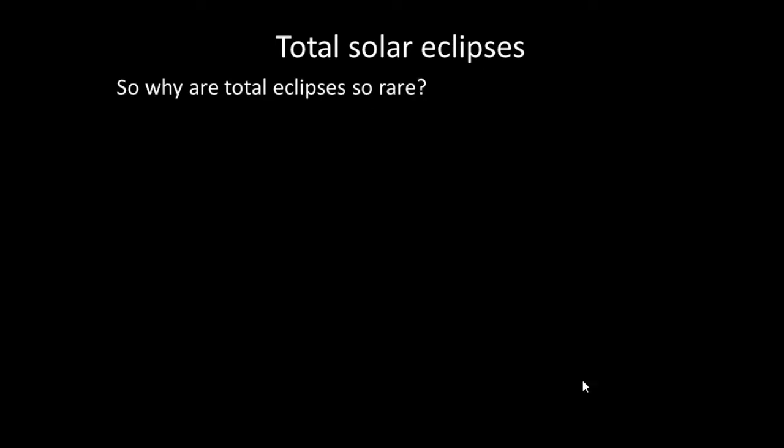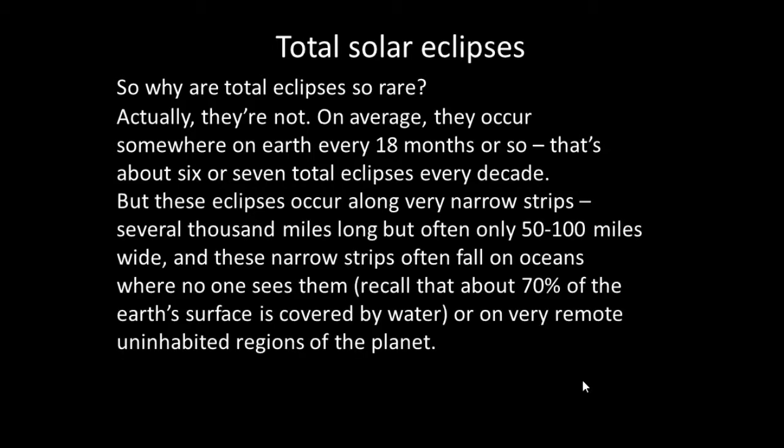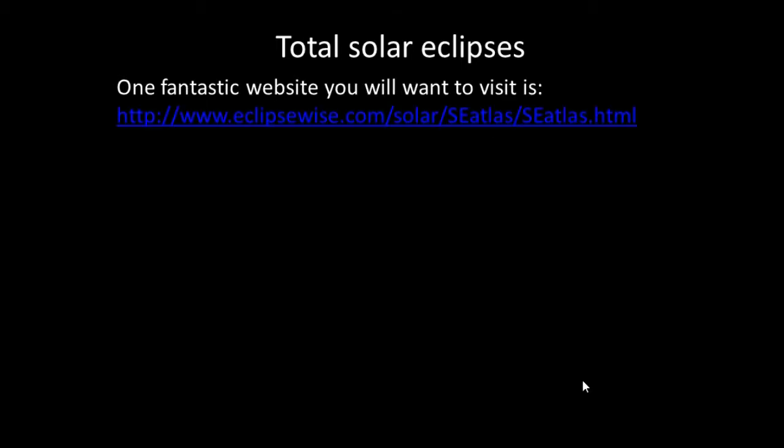So why are total eclipses so rare? Actually, they're not. On average, they occur somewhere on Earth every 18 months or so. That's about 6 or 7 total eclipses every decade. But these eclipses occur along very narrow strips, several thousand miles long, but often only 50 to 100 miles wide. And these narrow strips often fall on oceans where no one sees them. Recall that about 70% of the Earth's surface is covered by water, or on very remote uninhabited regions of the planet. One fantastic website you will want to visit is given to you right there.